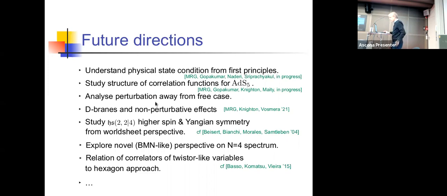Then there's the question of, so this is all purely perturbative, so one can ask about non-perturbative effects. So we wrote a paper recently with Jakob and Bob, and there was a paper by Alex and his friends on related topics, where we see the first instances of how the deep branes of this worldsheet theory fit together with boundary states of the symmetric orbifold. It would be interesting to understand the higher spin and the Yangian symmetry that must somehow be deeply embedded inside this worldsheet theory, and to make this more transparent.